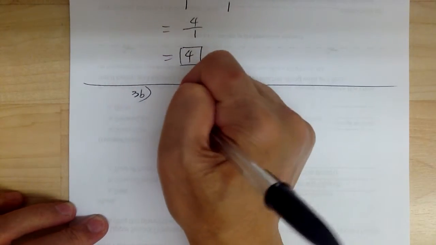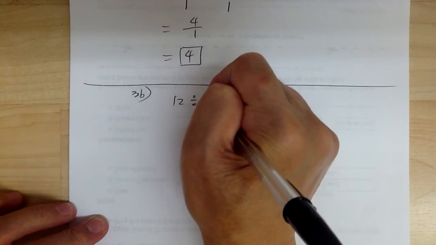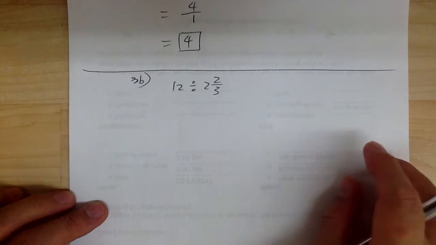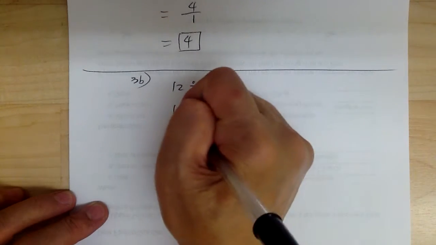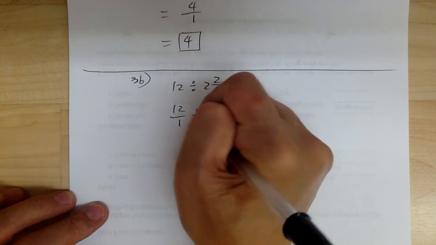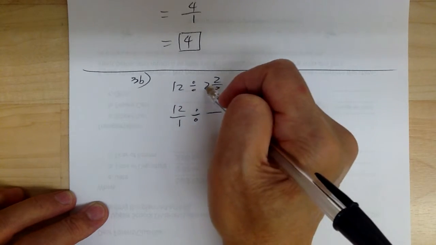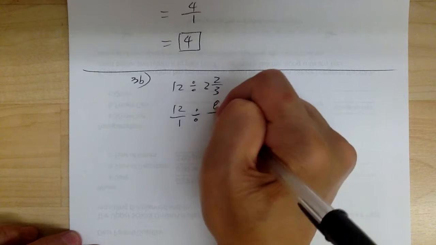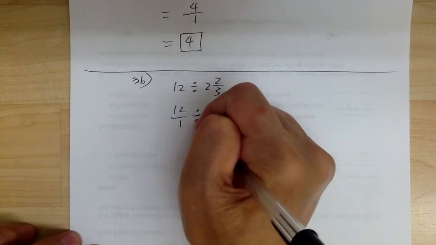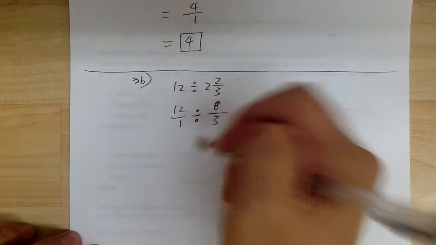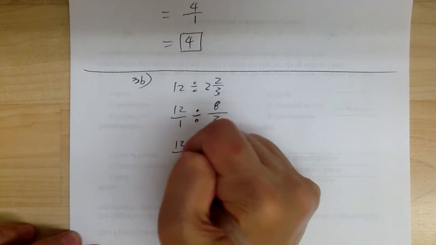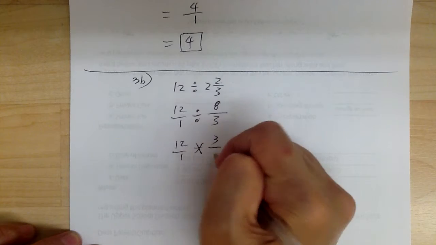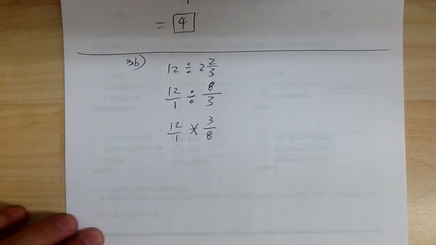Example 3b, you have 12 divided by 2 and 2/3. Again, first let's make it into an improper fraction. So this is 12 over 1 divided by 2 and 2/3. Multiply 2 times 3 is 6, plus 2 gives you 8, so it would be 8 over 3. You convert first, then you do the next step. So you have 12 over 1. Division becomes multiplication, and 8 over 3 becomes 3 over 8. You flip it upside down.